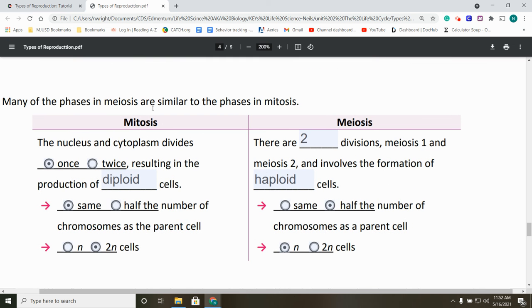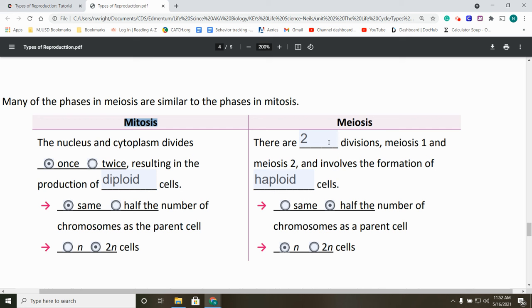Many of the phases in meiosis are similar to the phases in mitosis. Mitosis. The nucleus and cytoplasm divides once, resulting in the production of diploid cells. The same number of chromosomes as the parent cell. This is called 2N cells.